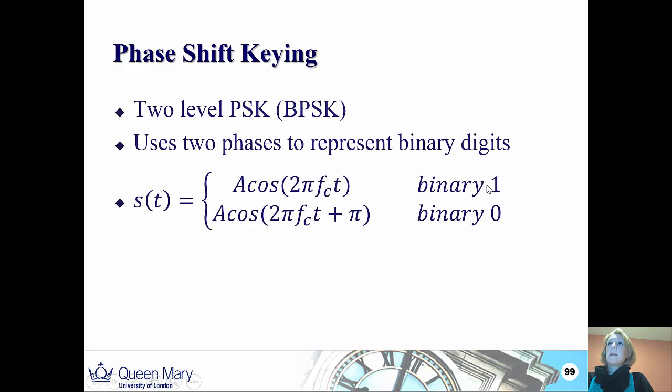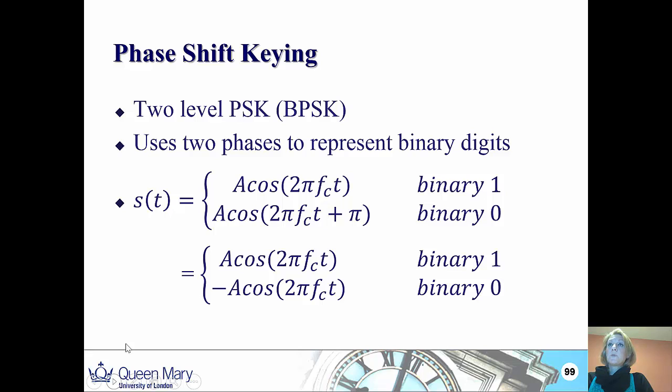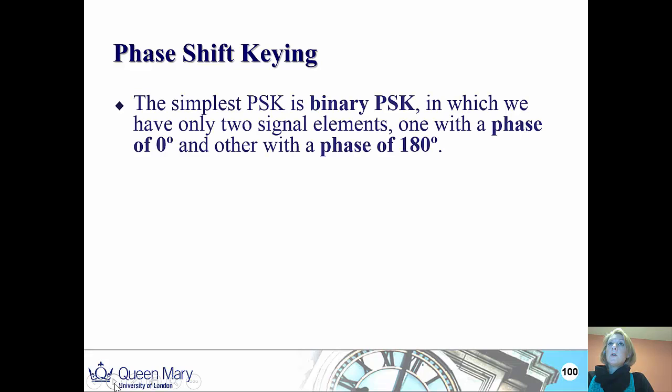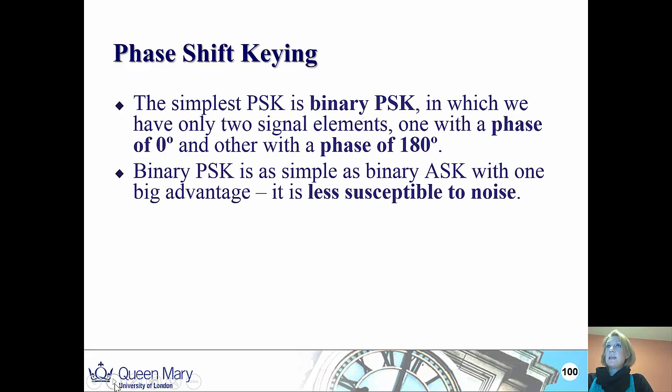Okay, so when we're working with binary, we have our two digits, so we can refer to this as binary phase shift keying, and we have two different phases to represent the binary digits. The simplest phase shift keying is binary, in which we have only two signal elements, one with a phase of 0 degrees and the other with a phase of 180 degrees.